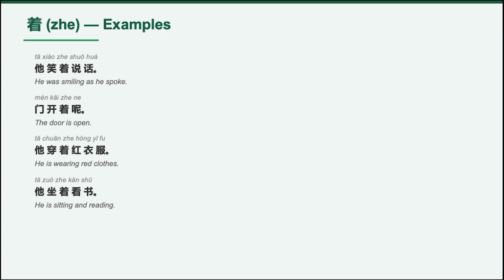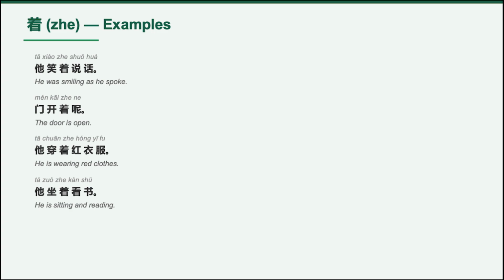Another example. 门开着. The door is open. Very important. This does not mean the door opened. It means the door is currently in the state of being open. The state continues. Another one. 他穿着红衣服. He is wearing red clothes. Again, the clothes are still on him. That's the feeling of zhe. The action or state is continuing.